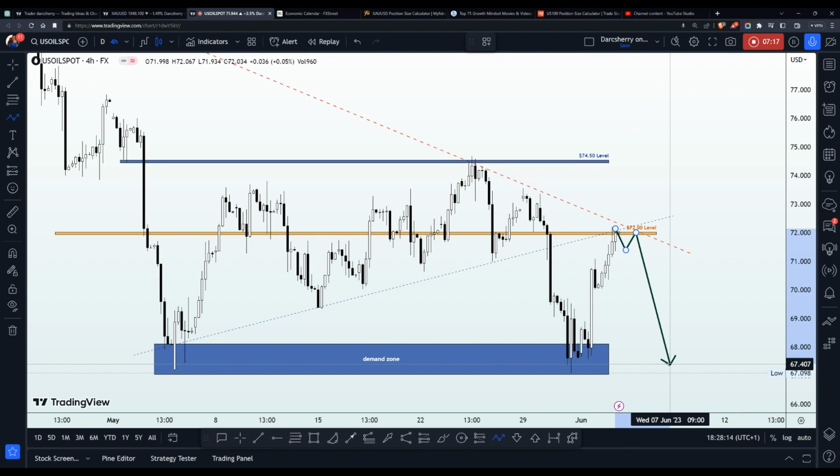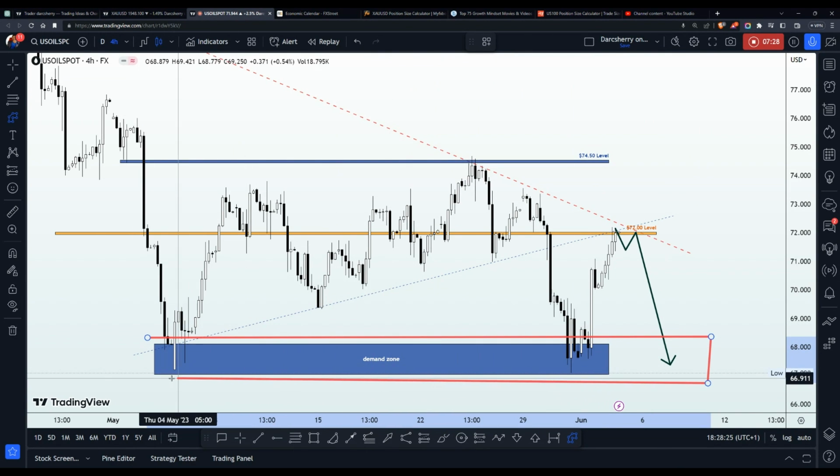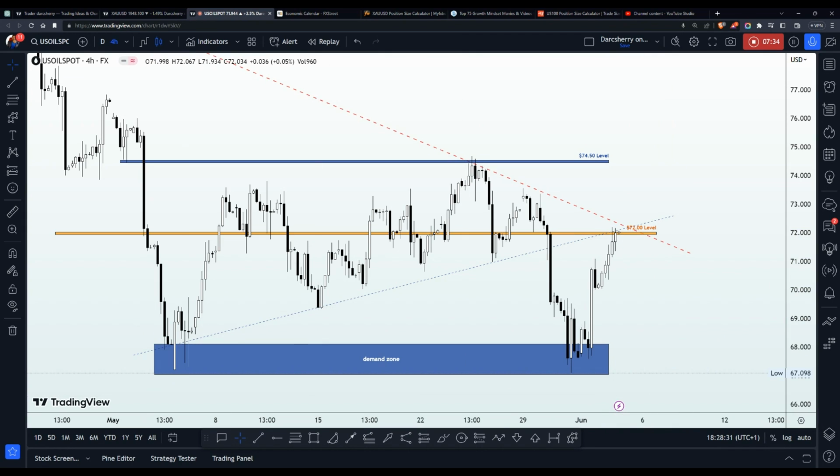And depending on how price action reacts to this demand zone, will determine if we are going to be buying, that is, if we start seeing buy pressure around that area, or if we are going to be selling if we sight a breakdown of this demand zone. So these are the things I'm going to be looking forward to in the coming week.